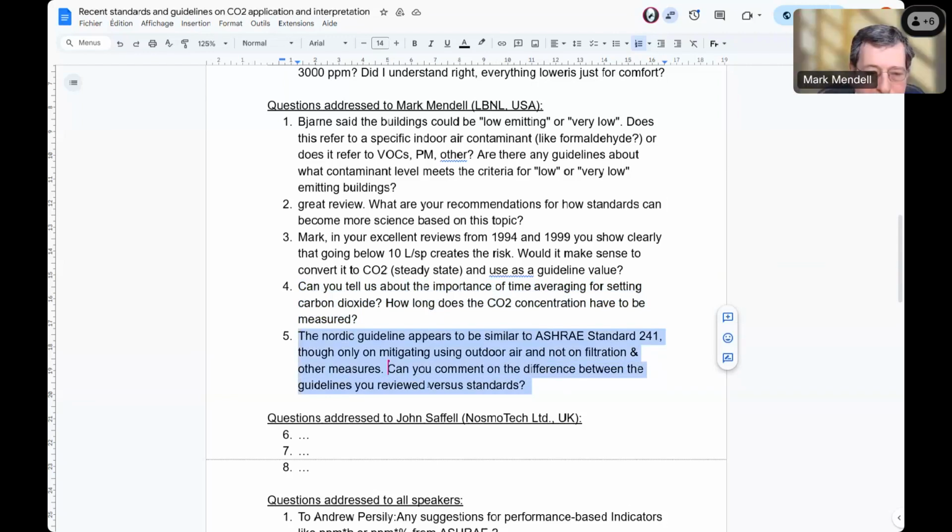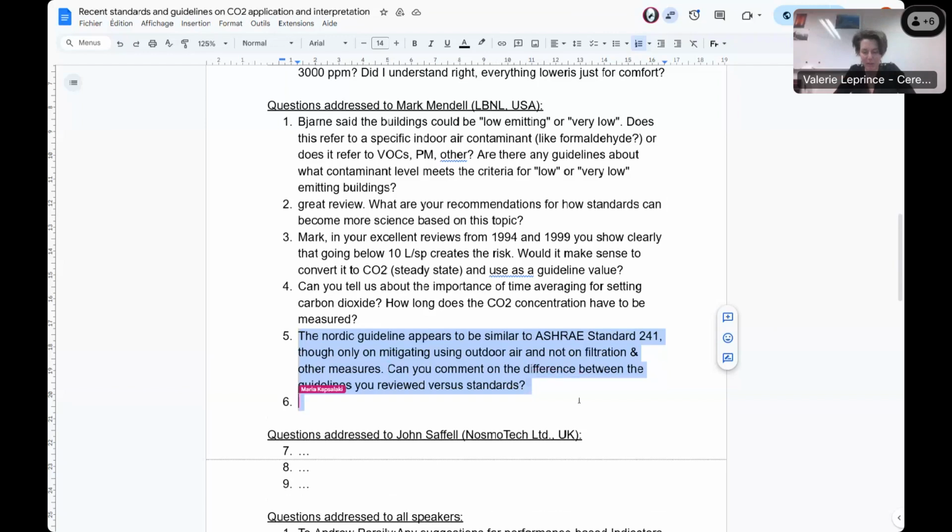Okay. And we've got one last question: the Nordic guidelines appear to be similar to ASHRAE 241, though only one mitigation, using outdoor air, and not filtration and other measures. Can you comment on the difference between the guidelines you reviewed versus standards? Let's see. ASHRAE Standard 241 has a logic behind it that I'm not really familiar with. I understood it was not that clear, and they didn't set a CO2 limit, I don't think. I can explain if you want. Maybe in the question time afterwards.